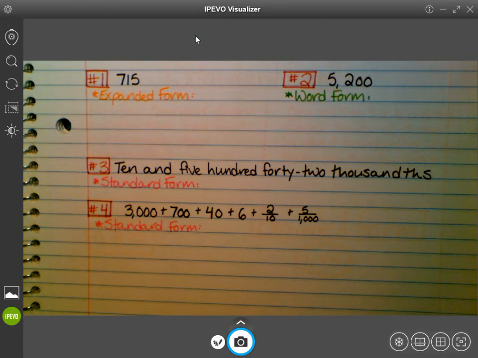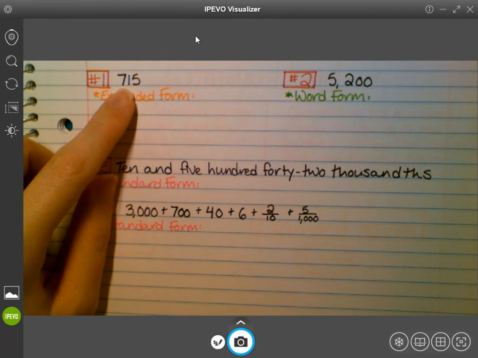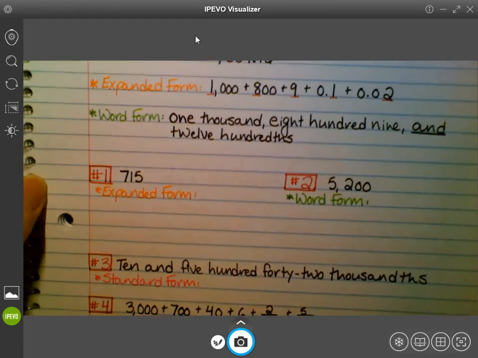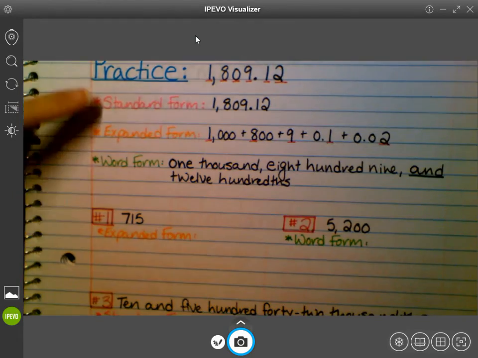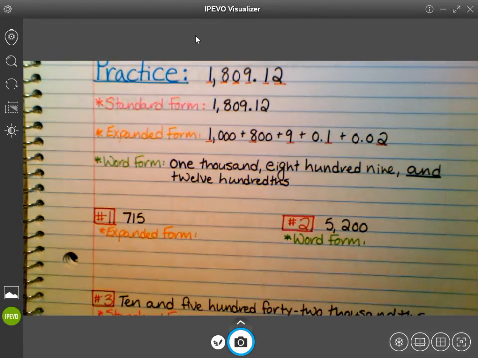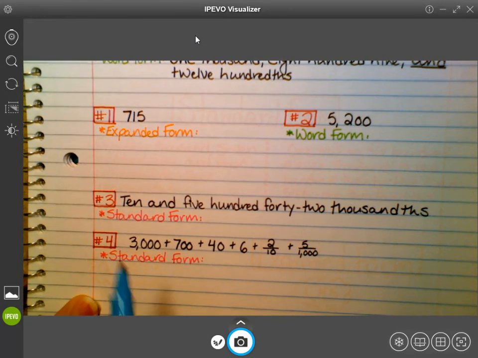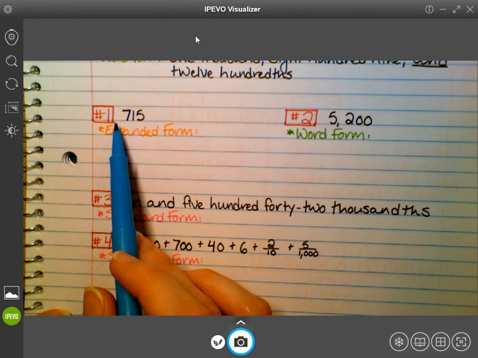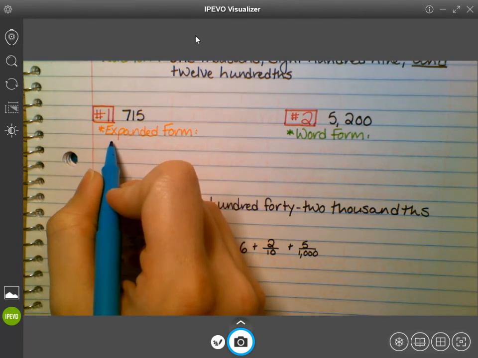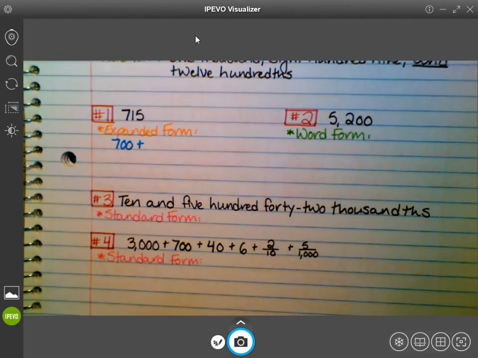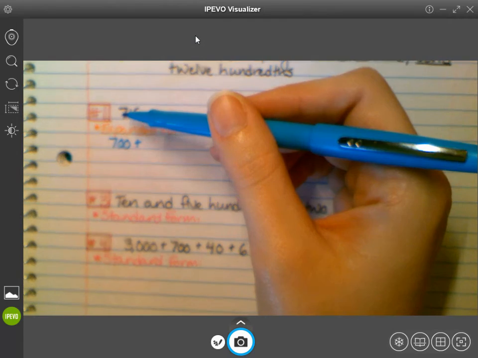Okay, so number 1, we had the number 715, and we were supposed to write it in expanded form. Now, if I look back up on my notes, expanded form is when we break apart our number into the different place values. So, if I look at number 1, 715, I would start with the 7. What place is the 7 in? Emmy? 100. So it is 700.